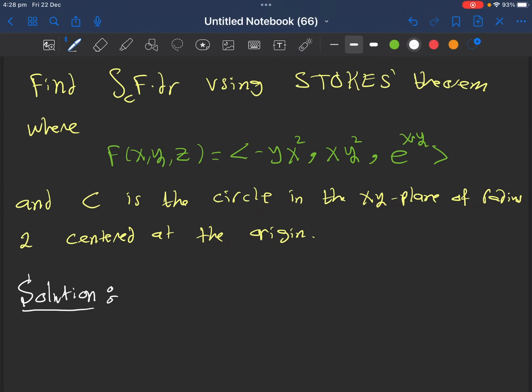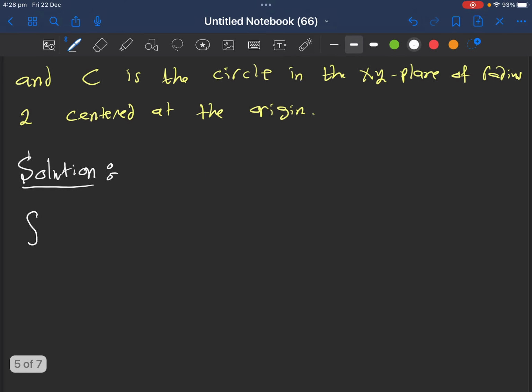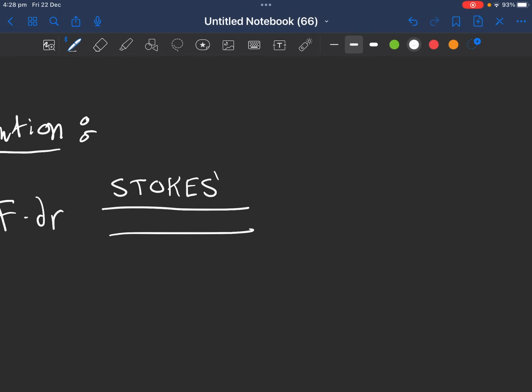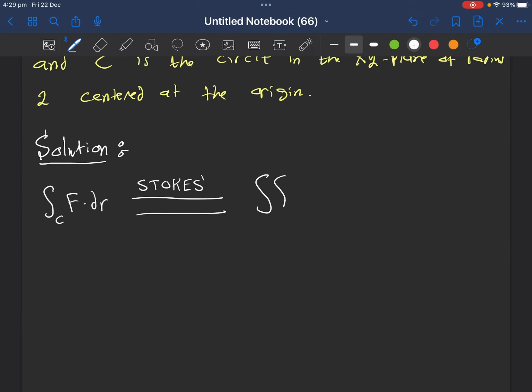So let's first of all write what Stokes theorem is telling us here. Stokes theorem tells us that the integral of F dot dr, using Stokes theorem, is the same as the surface integral over S of the curl of F dot dS, where S is a surface that has the boundary which is exactly the same as C. So this is what we need to find here. The best idea, first of all, let's find the curl, get rid of it, and then we come back to this integral and try to evaluate it.